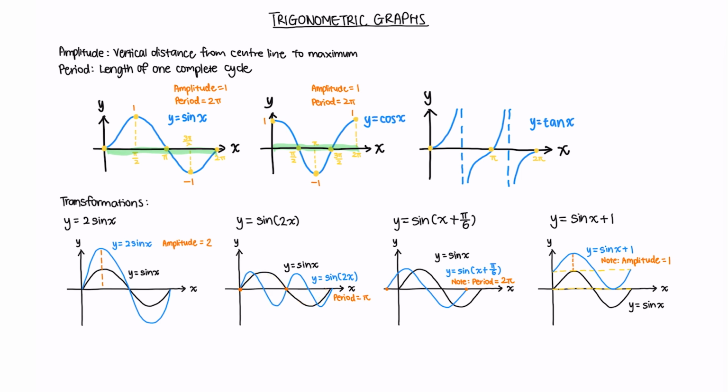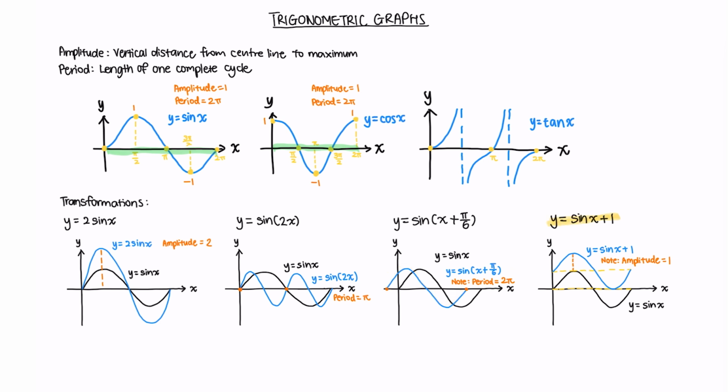Next, we will have the translation in the x direction. Again, x is a rebel, so sine of x plus pi over 6 is actually a translation of pi over 6 in the negative x direction. If we look at the period though, the period does not change from a translation. We see that the cycle starts from over here instead, but ends earlier on. So the period is still 2 pi because the length of this cycle is still the same.